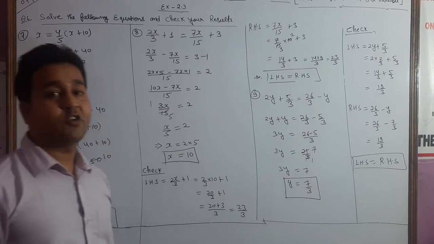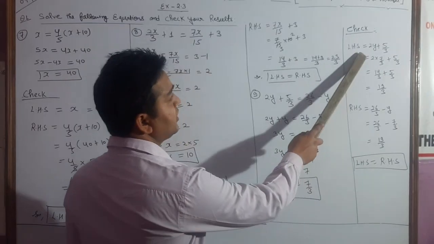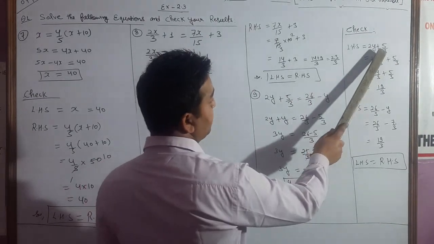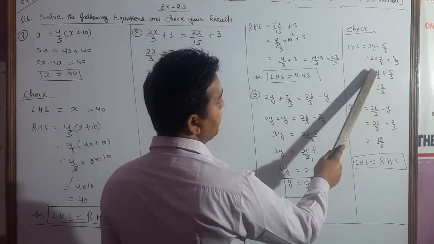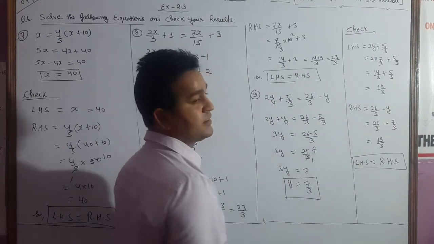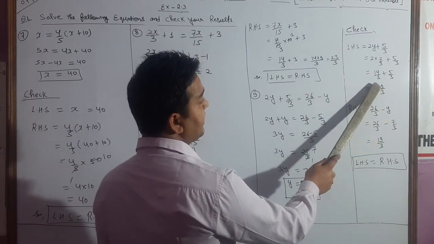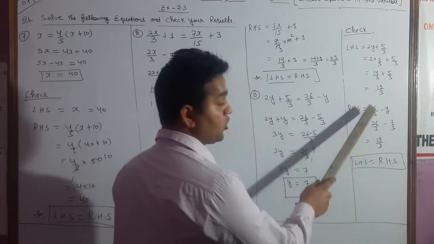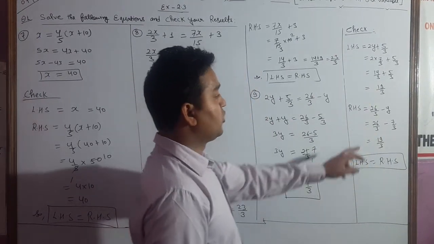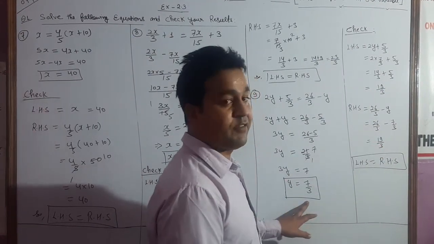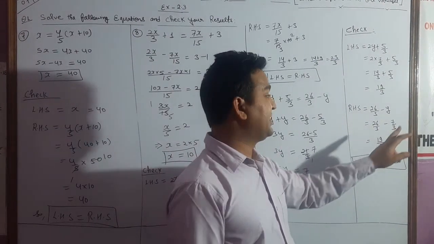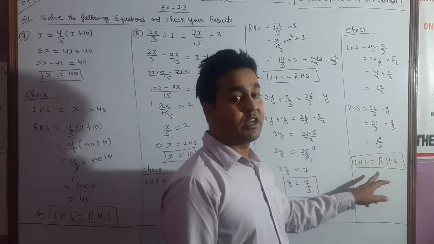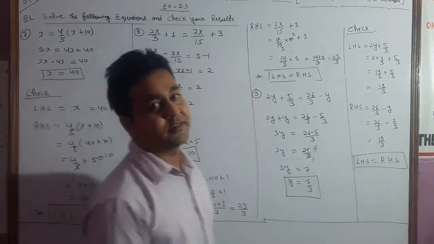Now you have to verify whether your answer is right or wrong. Just see here, left hand side 2y plus 5 upon 3. 2 into the value of y, which is 7 upon 3. Put 7 upon 3 here plus 5 upon 3, that is 14 upon 3 plus 5 upon 3. Both have the same denominator, simply add 14 plus 5 you get 19, and 19 upon 3 is the left hand side. Now just check the right hand side, 26 upon 3 minus y. 26 upon 3 minus the value of y, 7 upon 3. Simply subtract 26 minus 7. What do you get? 19 upon 3. Both are equal. It means your answer is right.